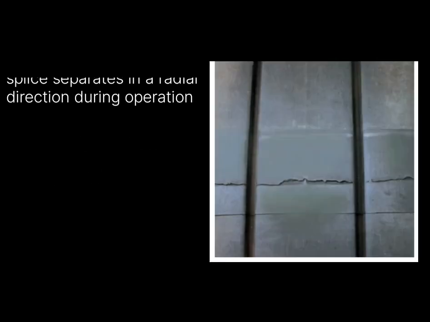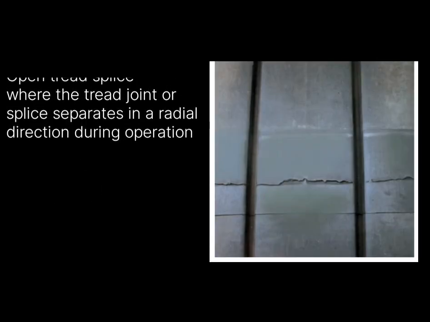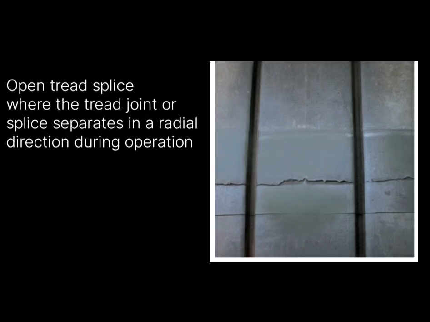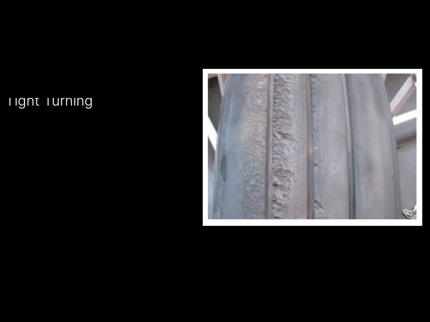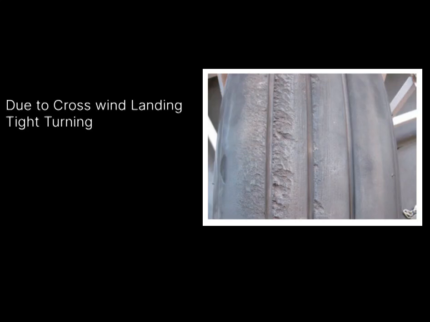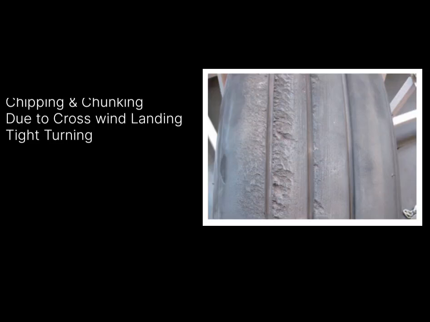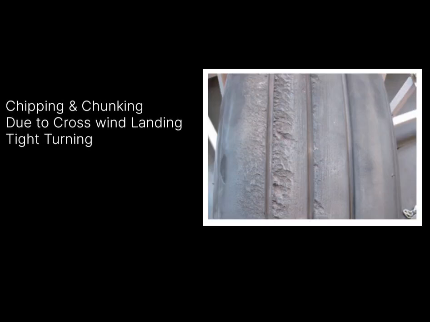Another type is open tread splice. It denotes a tire defect where the tread joints separate in the radial direction during operation. This condition is not acceptable whenever you find anything like this on the tire. Another type you will see is chipping and chunking on the tire. This basically happens when strong lateral forces are applied on the tread surface during operation, happening basically in crosswind and tight turning. Remove the tire whenever cords are exposed in the spot.